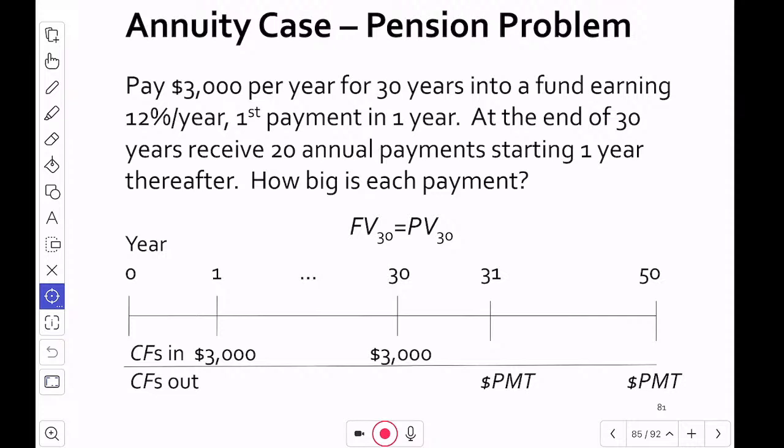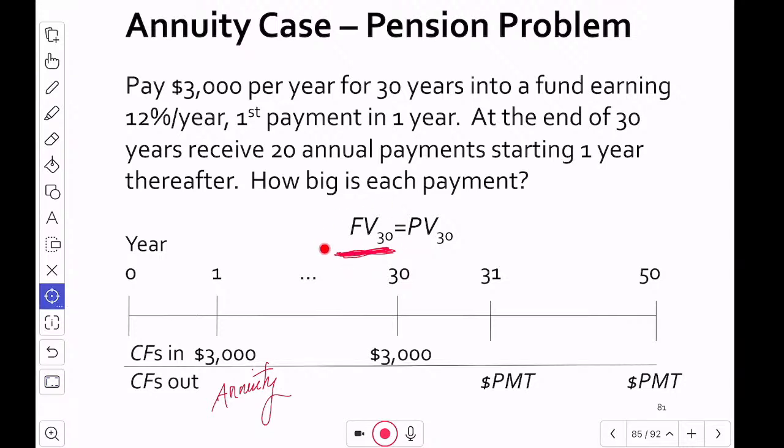can help us. So how do we do this? How do we deal with this? Well, these cash flows going into the pension will accumulate and we'll get the future value at time 30, right? Now we don't have a future value formula for annuity. This is an annuity here because there are payments.